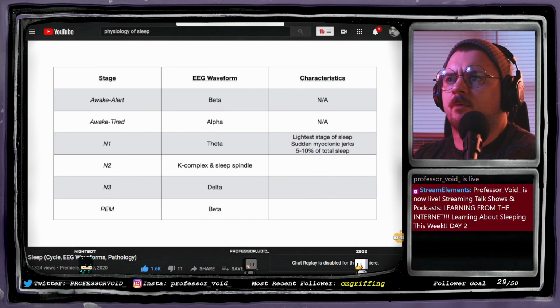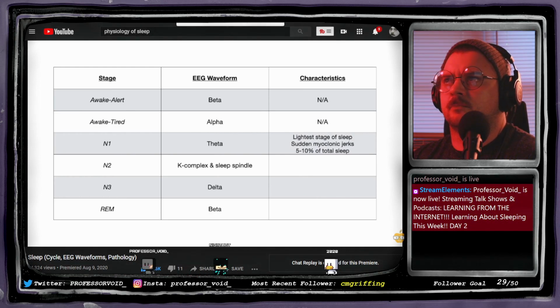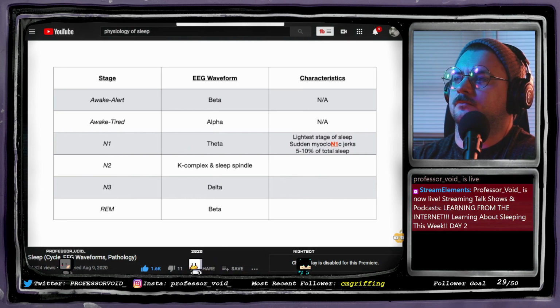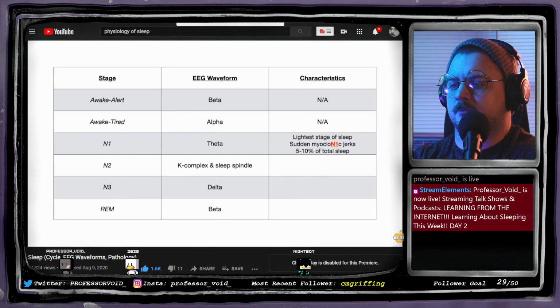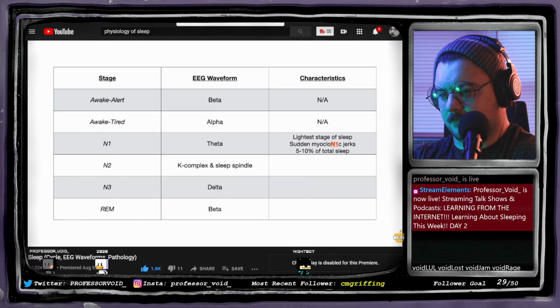There's a little mnemonic here that I use to remember the sudden myoclonic jerks. I just rewrite the word myoclonic and replace the NI with N1. So sudden myoclonic jerks, and the spelling is exactly the same. And it helps me remember that those myoclonic jerks occur in the N1 stage of sleep.